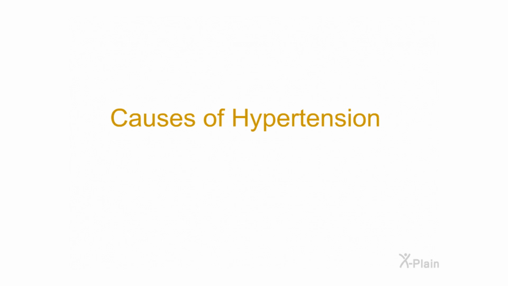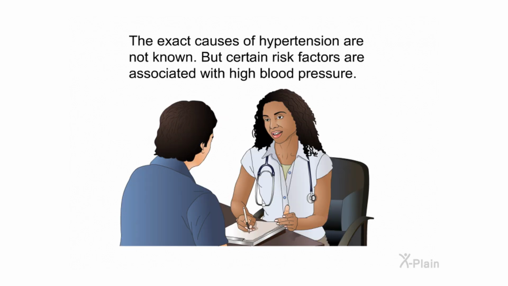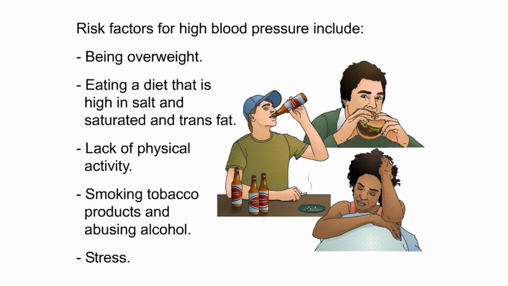Causes of hypertension. The exact causes of hypertension are not known, but certain risk factors are associated with high blood pressure. Risk factors for high blood pressure include being overweight, eating a diet that is high in salt and saturated and trans fat, lack of physical activity, smoking tobacco products, and abusing alcohol. Stress.